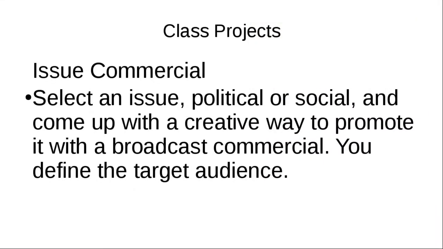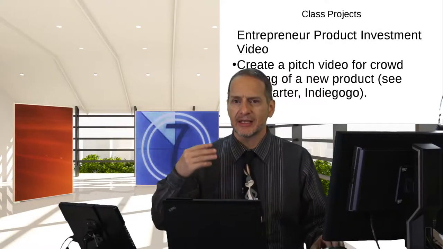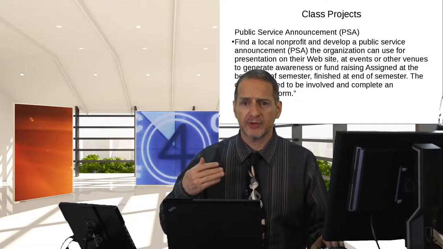Another project we do is an issue commercial. That is, they need to choose an issue such as a political or social issue, and then they need to create a kind of commercial to raise awareness or tell the audience, the target audience, what to do. Another type of video my students do in their projects is an entrepreneurial product or an investment video. Maybe you've seen these online for Kickstarter or Indiegogo, where people are trying to raise money to create a product or make a new product. And so they make a video for that product. It's a kind of promotional, entrepreneurial kind of video.